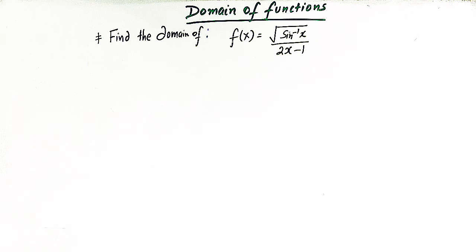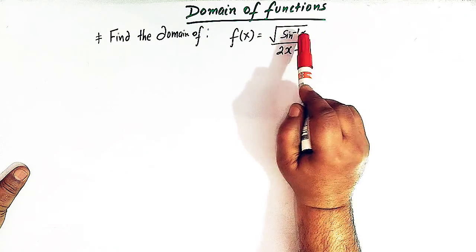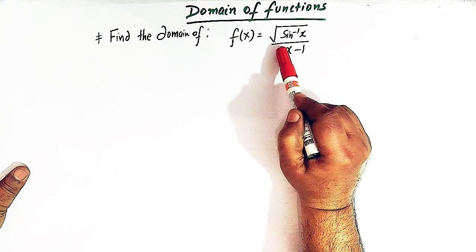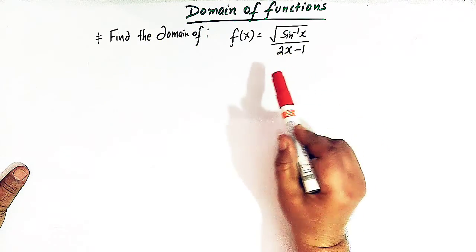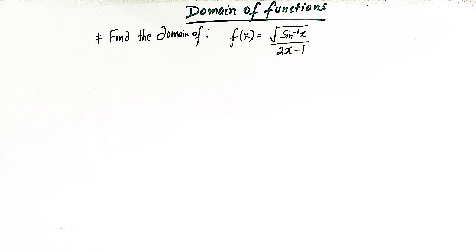of this function, right? So to find out the domain of this function, what we will do, we'll find out the domain of the function that is square root of sine inverse x, and the domain of this function that is in the denominator, which is 2x minus 1, and then we'll find out the intersection of these two domains to get the domain of f of x.